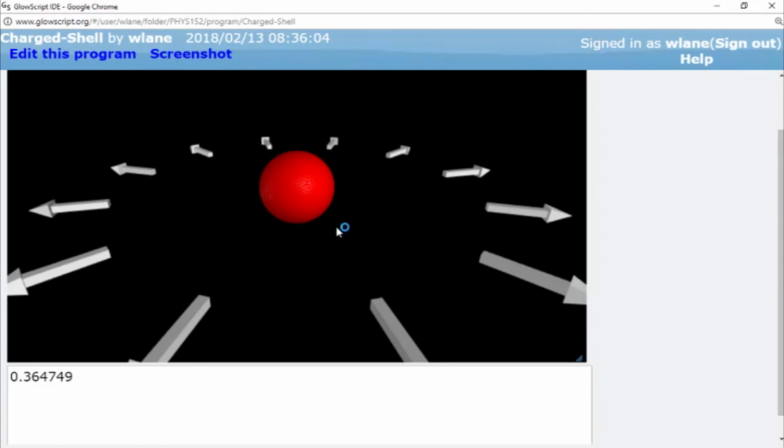So we've had some fun with some charge distributions looking at the electric fields. Next time, we're going to take a look at creating contour plots to visualize the electric potential distribution of these charge distributions.